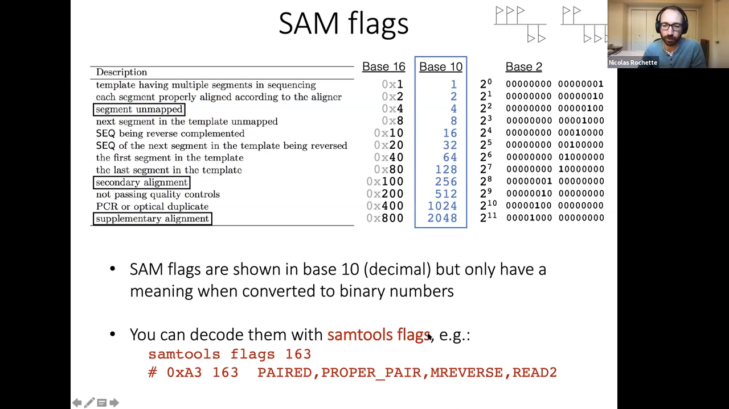And so this is what the samtools flags command does: we can give it a number, and then it's going to say it's paired, proper pair. And then this would be the second read of a pair. For instance, this would be for one read.